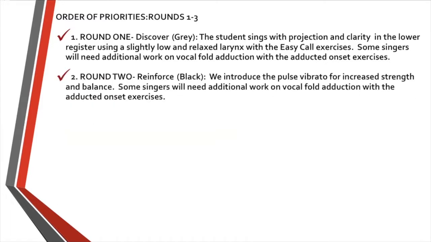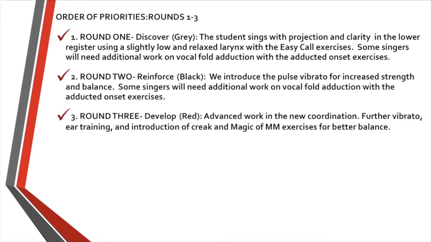Round 2, reinforce. We introduce the pulse vibrato for increased strength and balance. Some singers will need additional work on vocal fold adduction with the adducted onset exercises in round 2. Round 3, develop. This is advanced work in the new coordination. Further vibrato, ear training, and introduction of the creak and magic of M exercises for better balance.